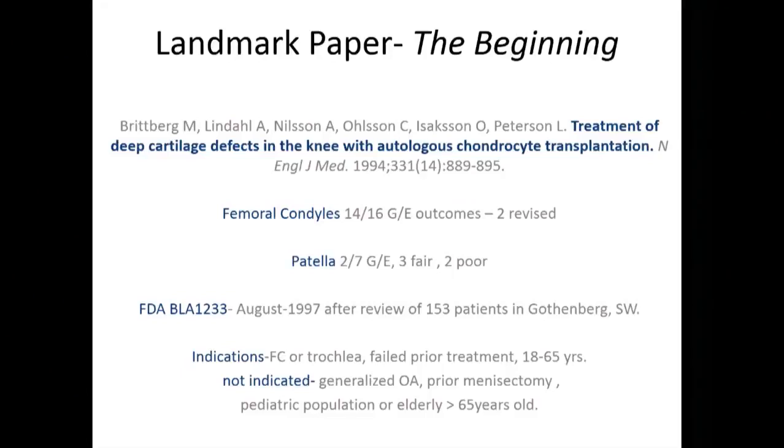So Lars's first paper was the basis of getting this approved in the United States, and his patient follow-up of his first 153 patients were reviewed by the FDA in Gothenburg. What they indicated for ACI back then included femoral condyle or trochlea or failed prior treatment. Ages 18 to 65 was chosen arbitrarily. Not indicated was generalized osteoarthritis, prior meniscectomy, pediatric population, or the elderly.